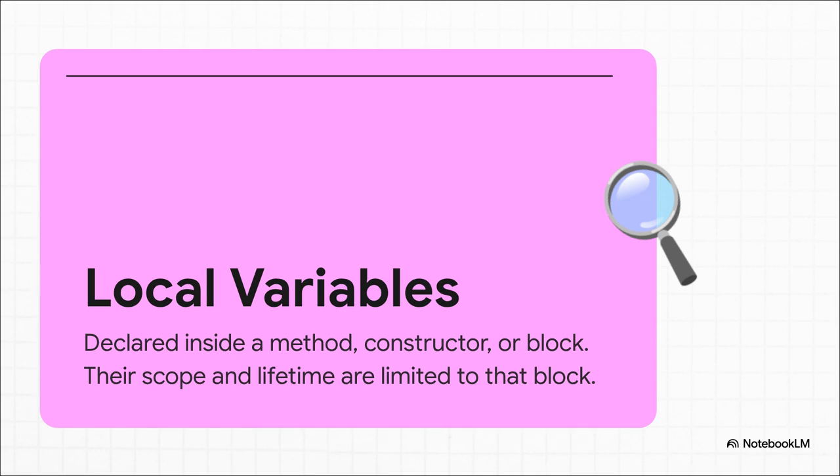Think of these as temporary workers. You create them inside a method or some other block of code. They pop into existence when the block starts, they do their job, and then, poof, the second that block of code finishes, they completely vanish. You can't see them or touch them from outside their little home.